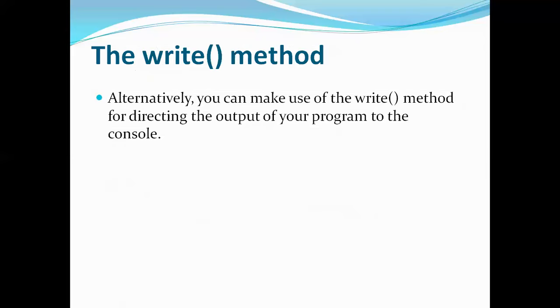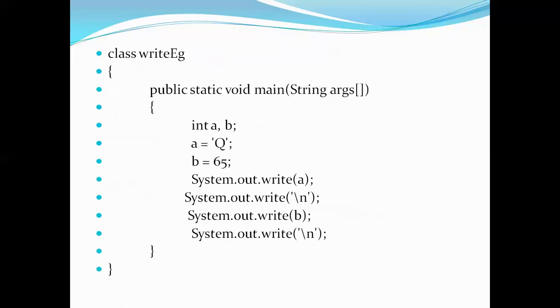And then the last method is the write method. Now let's see the write method. What is the speciality of the write method? The write method is for directing the output of your program to the console. We have seen that print will direct the output to console, whereas println will direct the output to console and other sources also, whereas the write method is also directing to console only. Now let's see the program here.